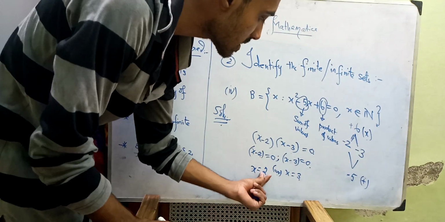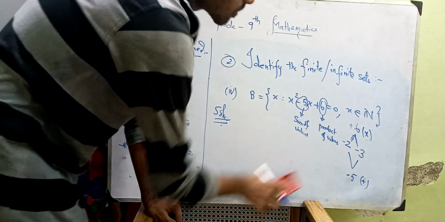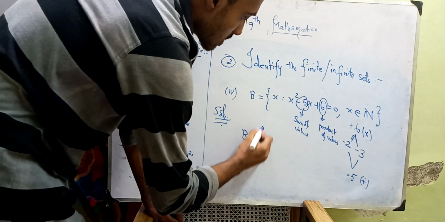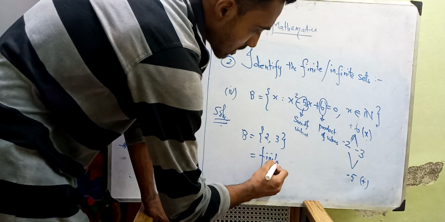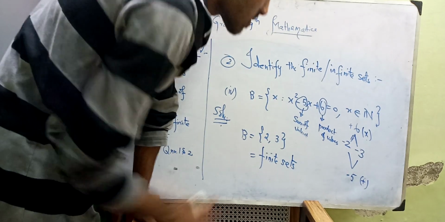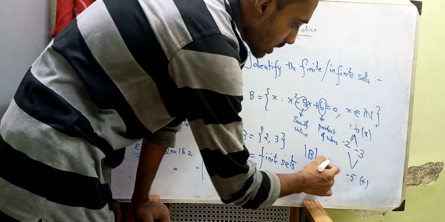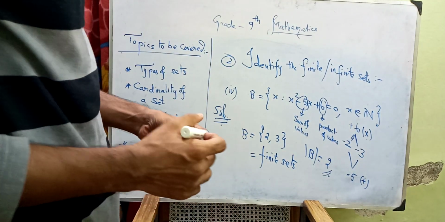So what is the solution for B? The solution for B is the numbers 2 and 3. Got it? So B is equal to {2, 3}, which is a finite set. Only 2 elements are there, because the cardinality of B is only 2. We can count 2, right? So that is why it is a finite set.